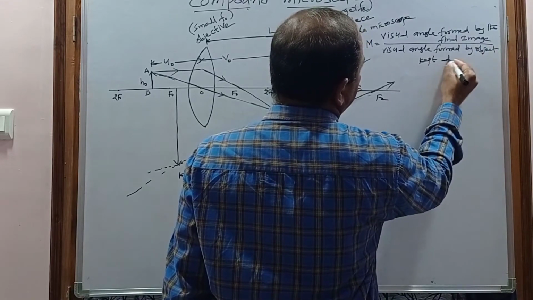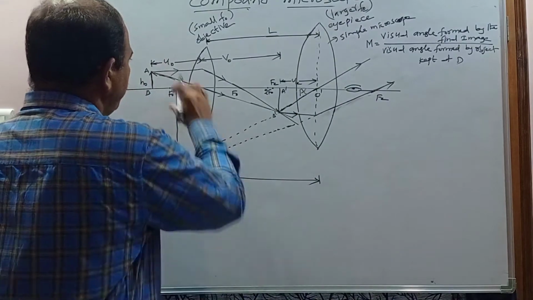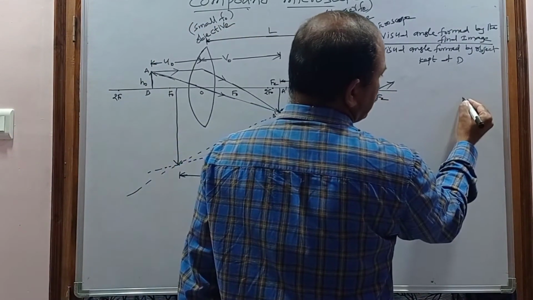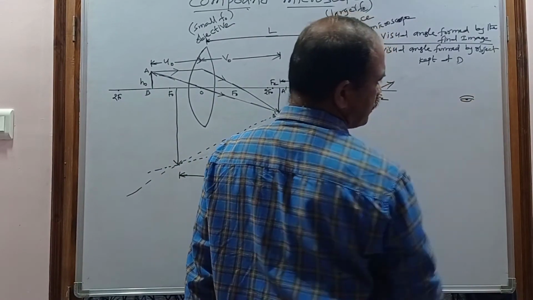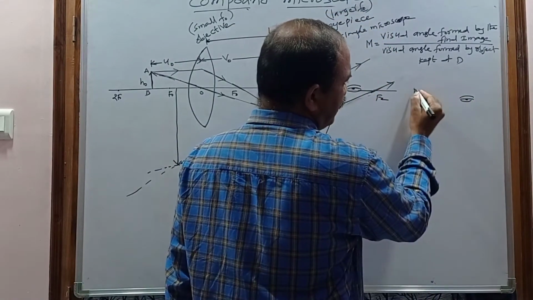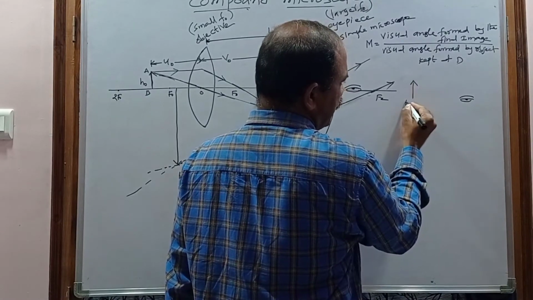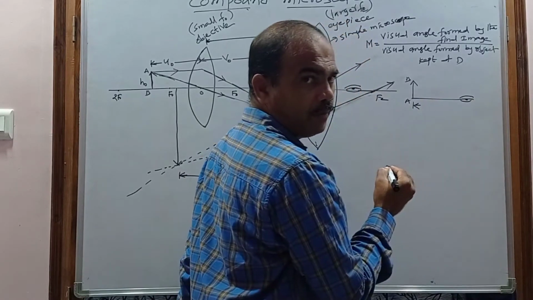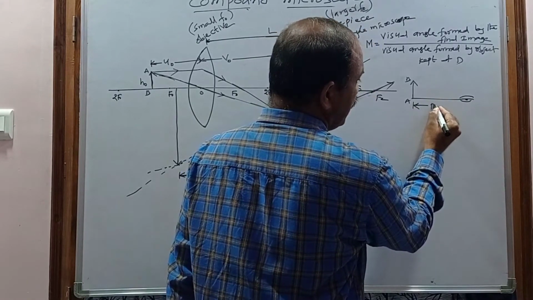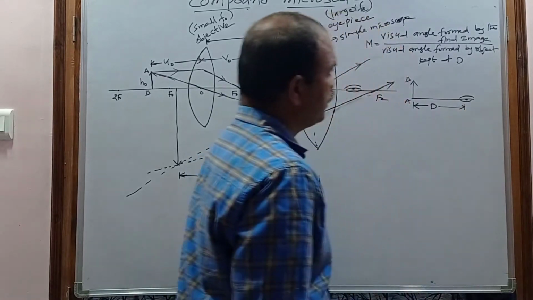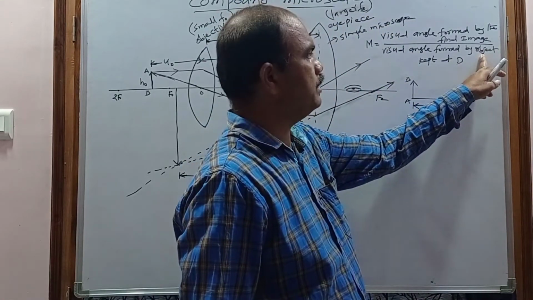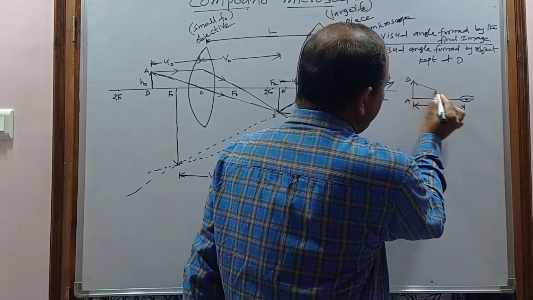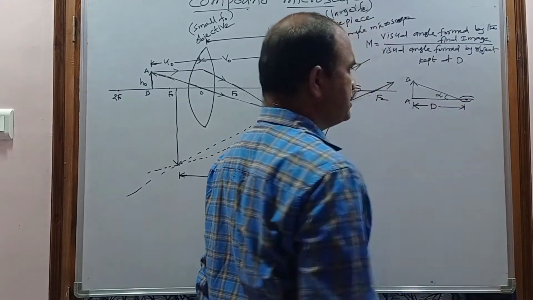The visual angle formed by the object kept at D, that is, if we place the object at the least distance of distinct vision. Imagine this is our eye, and from this eye I am placing the object AB at a distance of 25 centimeter. 25 centimeter is the least distance of distinct vision, so we imagine the object is at D. Then it will make some angle at our eye, and that angle will be considered alpha.